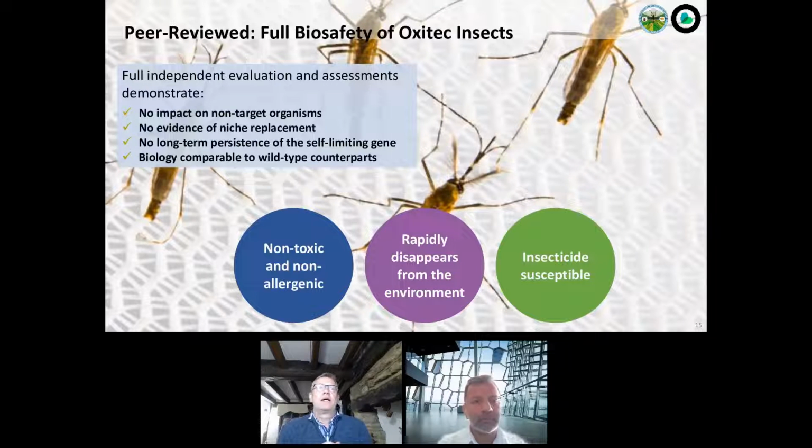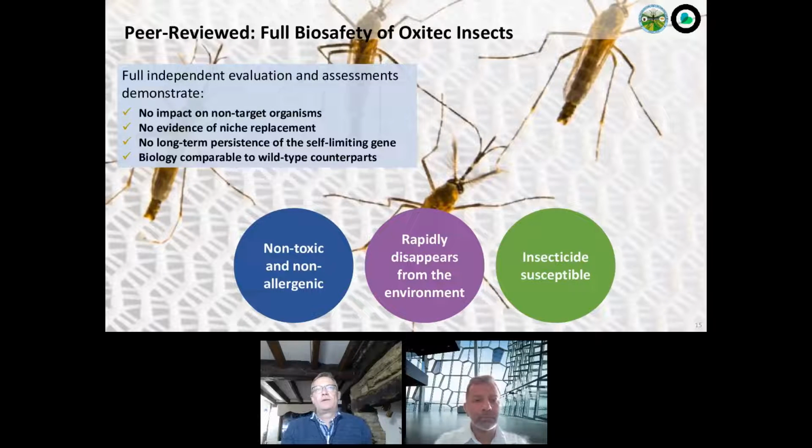So that's a particular thing to remember when you're thinking about these disease-carrying mosquitoes. No evidence of niche replacement, as I mentioned. Aedes albopictus and Aedes aegypti, that relationship was looked at. And then no long-term persistence of the self-limiting gene is another one. So the speed at which it dies out, 5 to 10 generations, as I mentioned before.